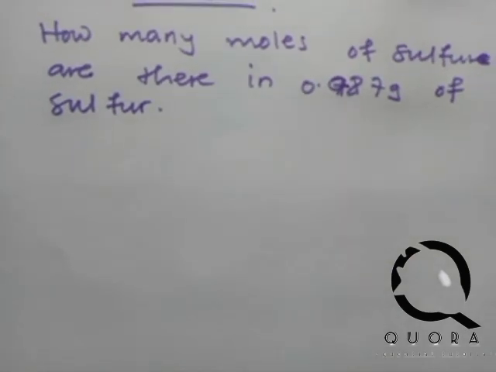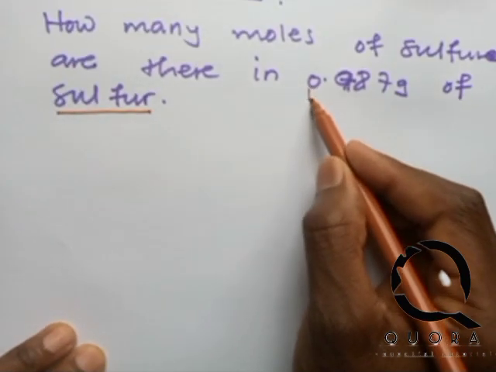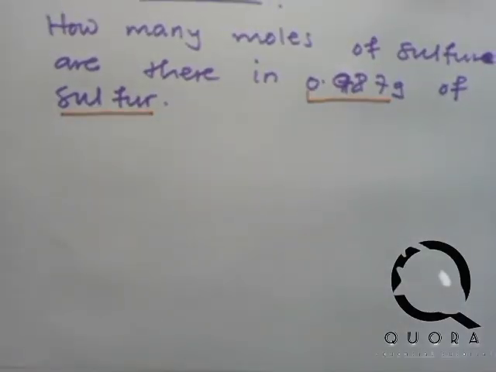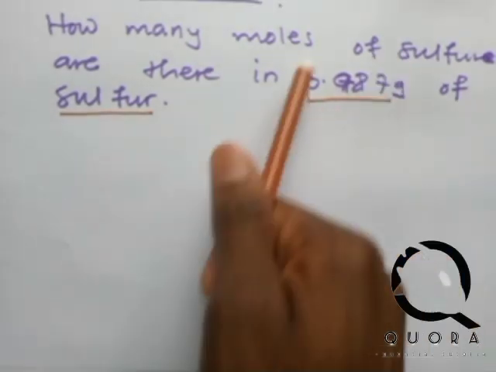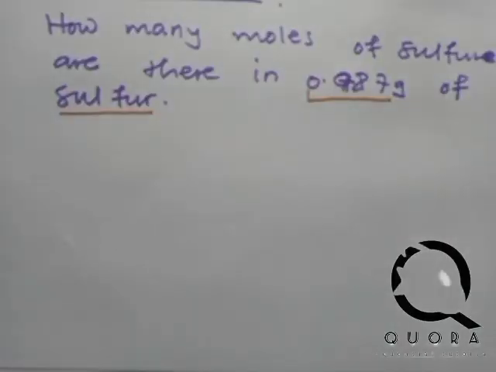This question is straightforward. We need to calculate the number of moles of sulfur. Remember the formula I've been giving you. To calculate moles, you need first of all to know the molar mass of the given element we've been asked about. In this case, it's sulfur. The mass given is this one, but they want us to calculate the number of moles.